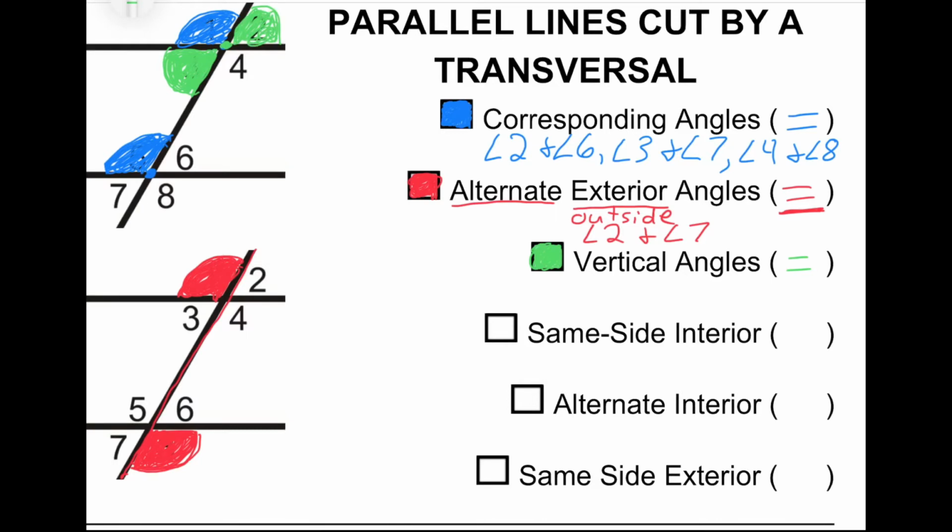So angle 3 and angle 2 are vertical angles. Another example of a pair of vertical angles is angle 7 and angle 6. If you wanted another, you could do angle 1 and angle 4, so on and so forth.